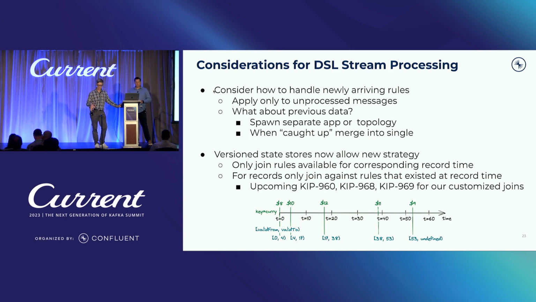We won't be able to implement this until KIP 960, 968, and 969, because we're doing essentially a customized join. And so we need to be able to query this version table, and that's not supported for interactive queries yet. So pretty cool. In our domain that we're talking about it doesn't matter, but you can imagine a domain where you're processing financial transactions. And if the rules in which you treat a transaction changes, you better make sure you're using the right version at the time of the data, right?